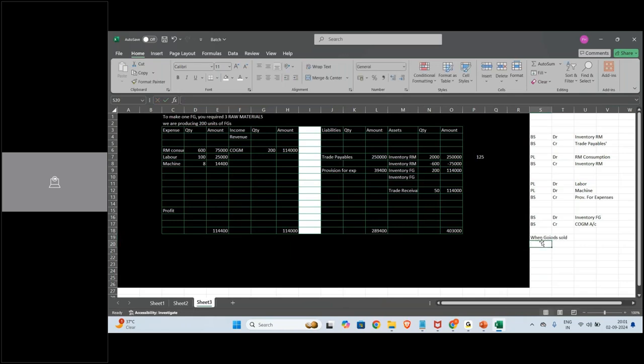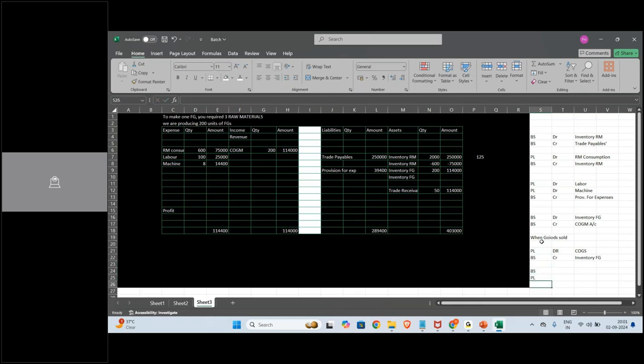So when you deliver the goods, the entry is debit cost of goods sold, COGS, credit inventory FG. This is P&L, and this is the balance sheet. The other entry is again balance sheet and P&L.